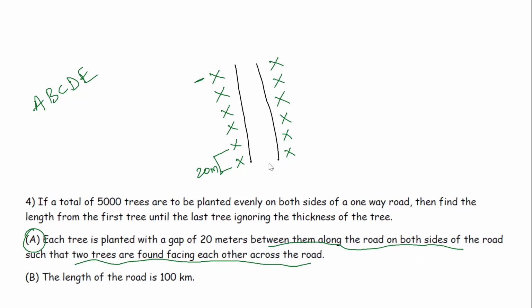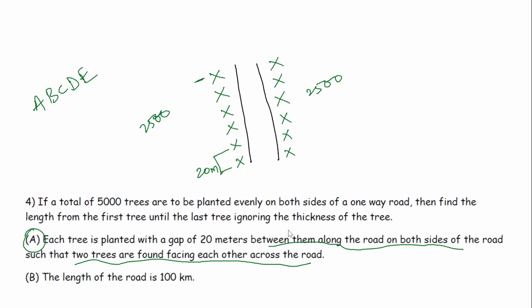So clearly the 5,000 trees are distributed evenly, 2,500 on one side of the road and 2,500 on the other side of the road. Now that's the important part that you need to figure out. And each tree is planted with a gap of 20 meters between them along the road on both sides, such that two trees are found facing each other across the road. Then find the length from the first tree until the last tree, ignoring the thickness of the tree. So we are not including the thickness of the tree.